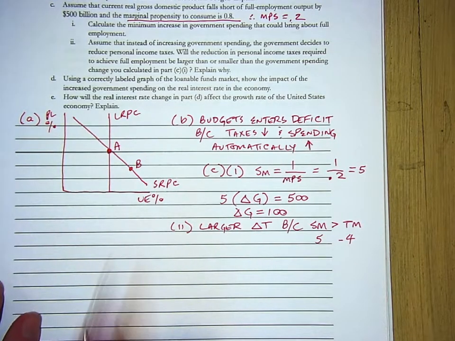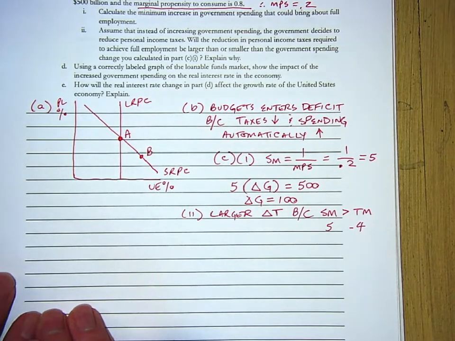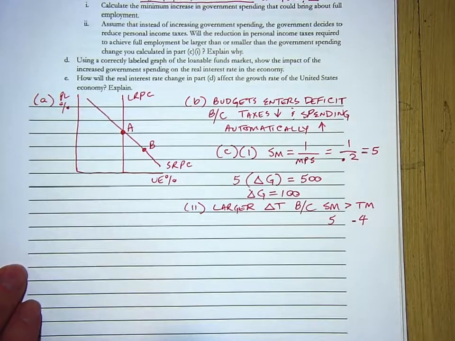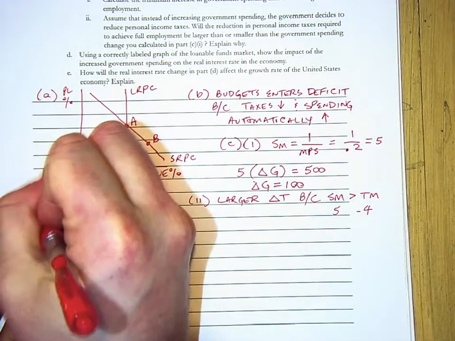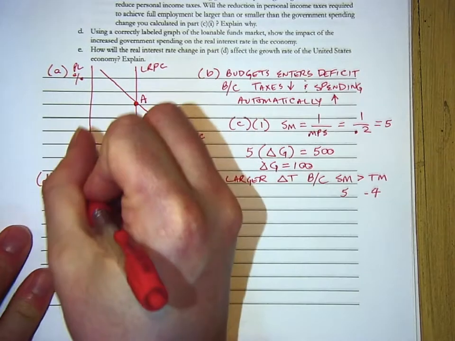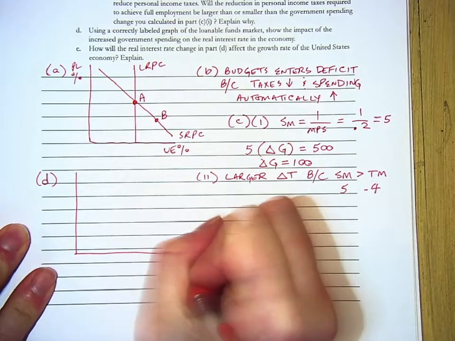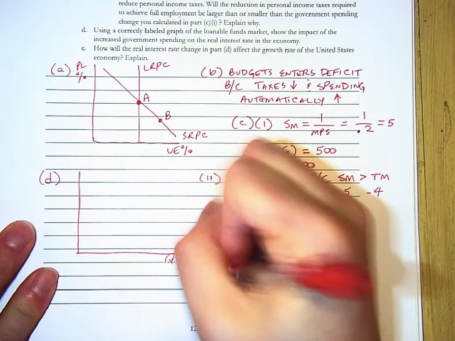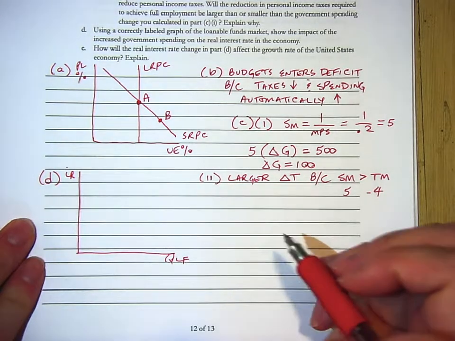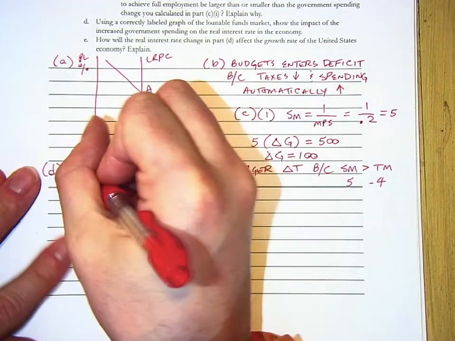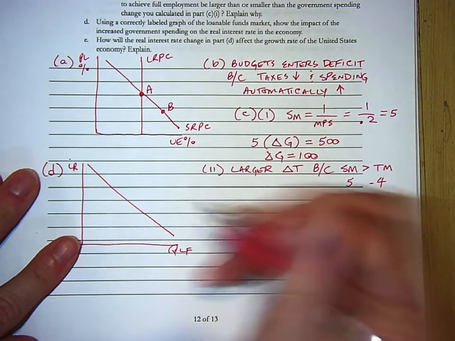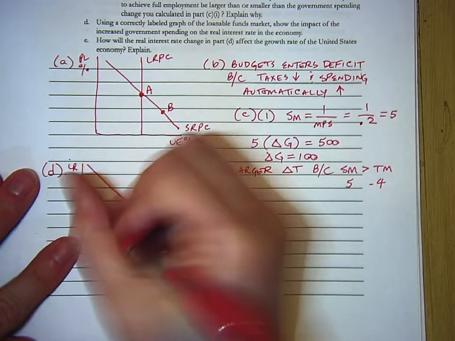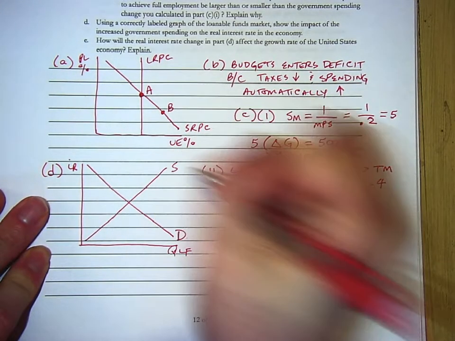Now part D: using a correctly labeled graph of the loanable funds market, show the impact of the increased government spending on the real interest rate in the economy. So we'll go ahead and do part D over here. We have loanable funds. You have the quantity of loanable funds down there, and then you have the real interest rate, because this is the loanable funds market. This isn't the money market. It's all of the borrowed money, but it's not all of the money. So we have demand for loanable funds, and we have supply of loanable funds.